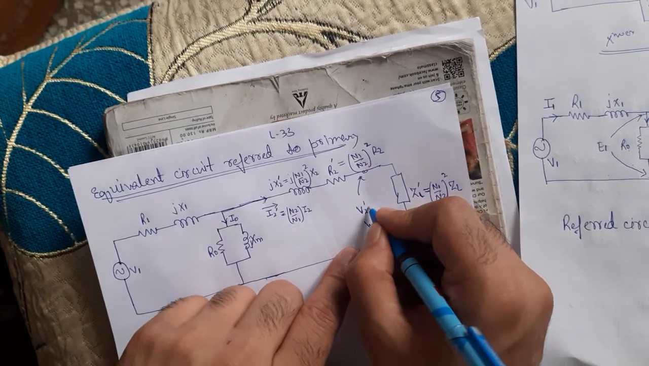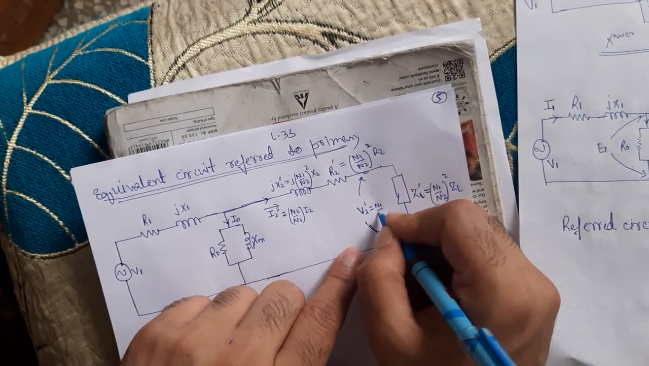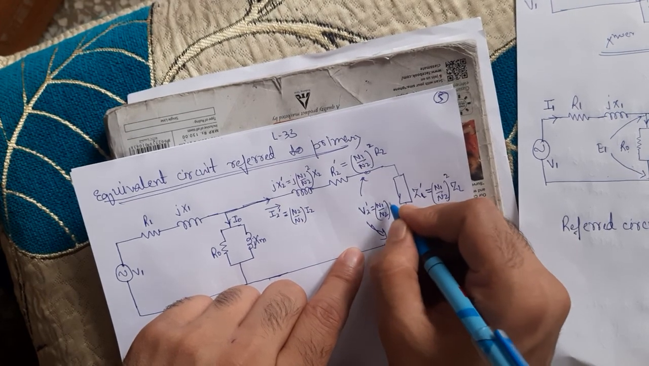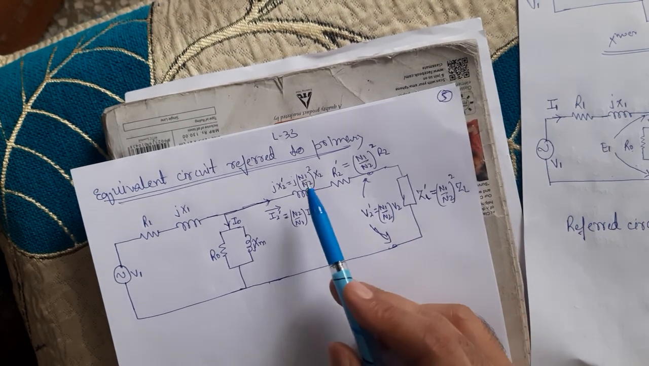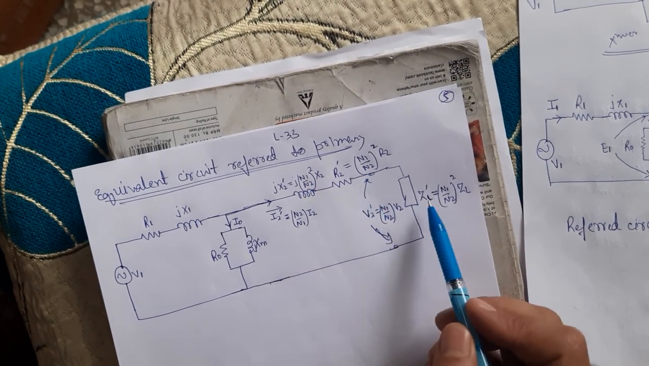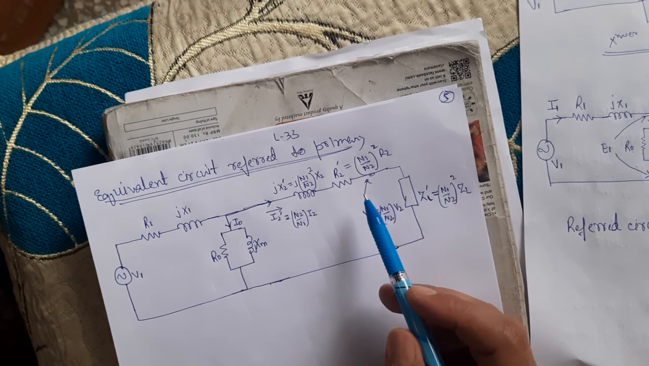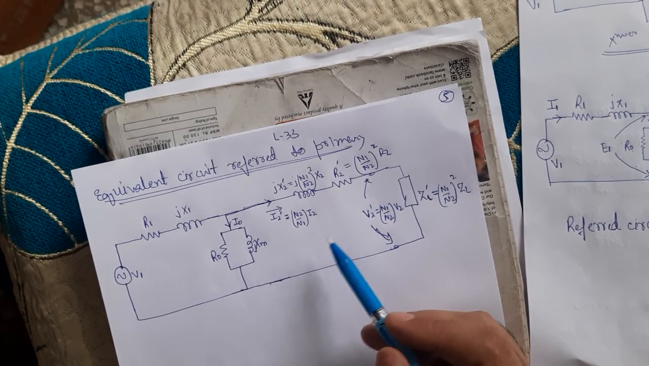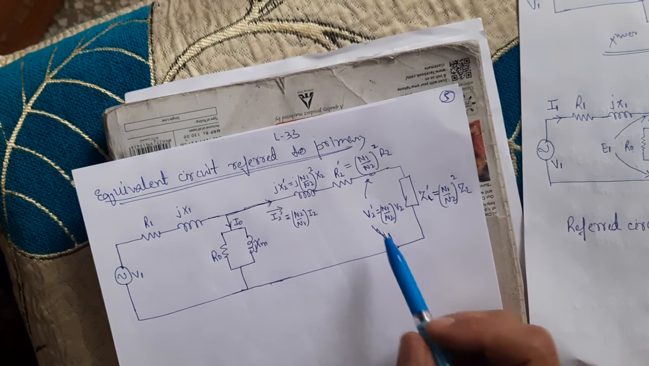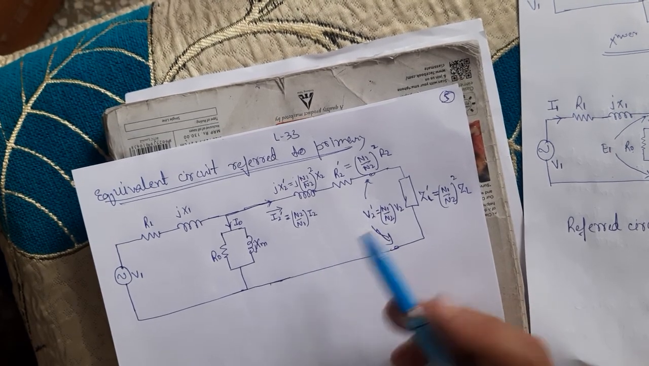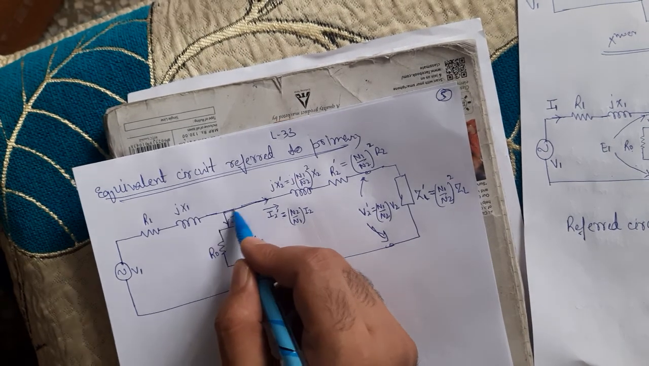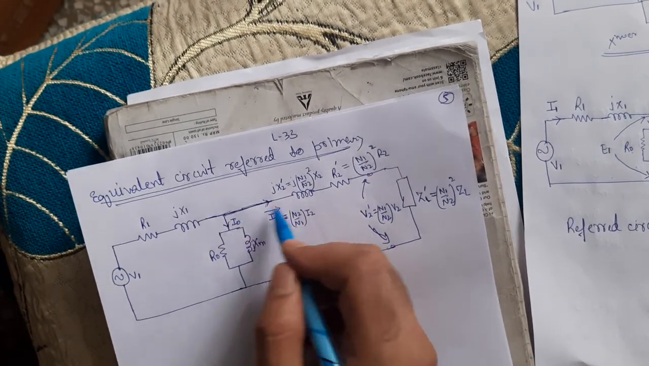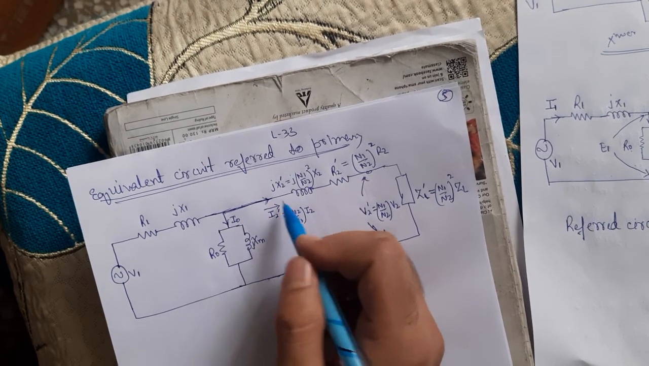So V2 dash will be N1 by N2 into V2. Are you getting it? So in case of resistance, reactance and impedance, it will be (N1 by N2) whole square. In case of voltage, it will be N1 by N2. But in case of current, it will be N2 by N1. So this way, we are representing these primary and secondary by an electrical connection directly.